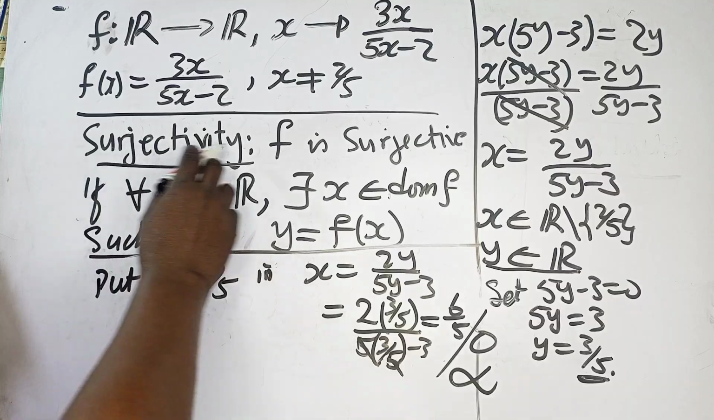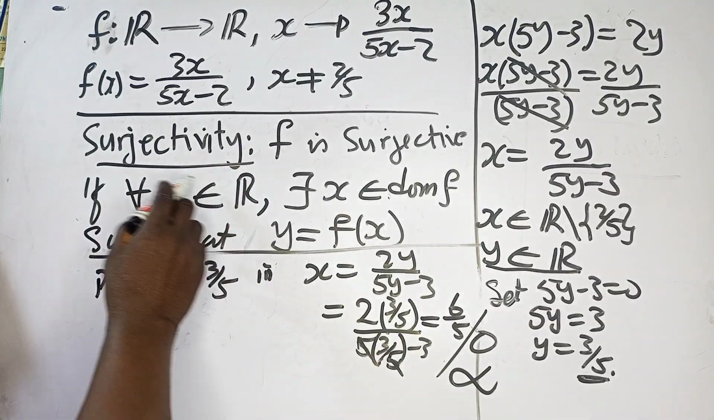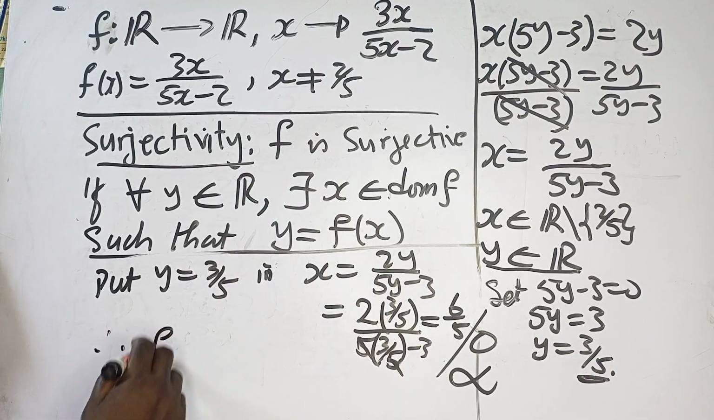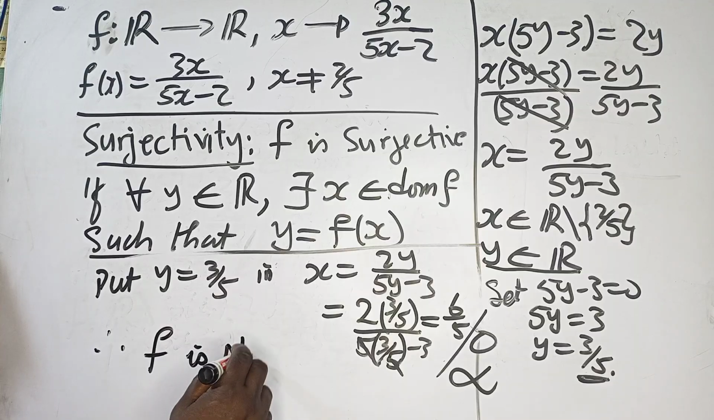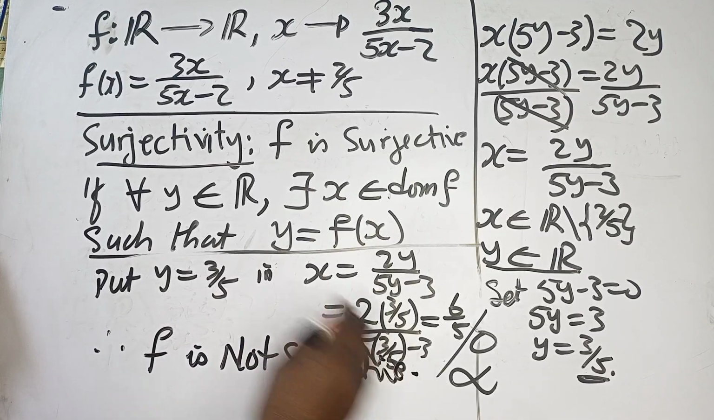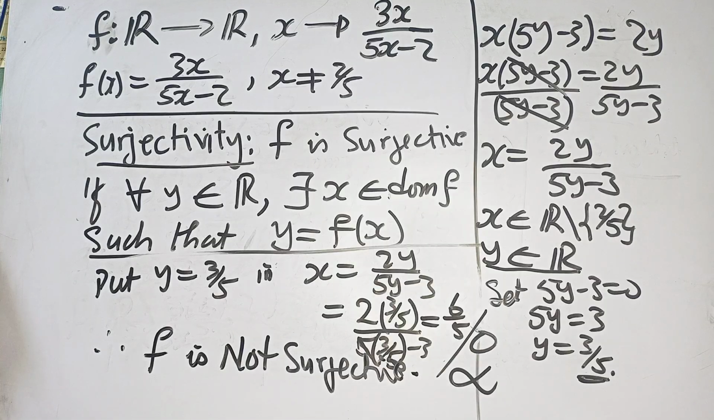But look at our definition of surjectivity. It says for all values of y, all. But here we have found a certain value of y which makes our expression undefined, which makes x not to exist. So the conclusion is that f is not surjective.